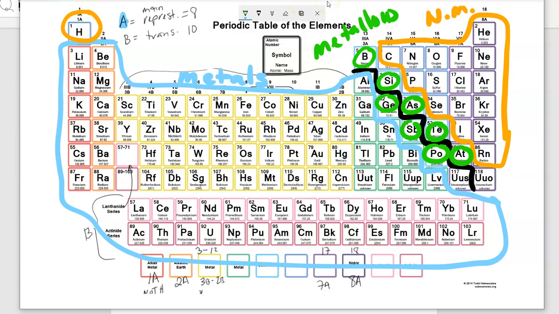So you have 3 types of elements. Let me write those down. You can either be a metal, a nonmetal, or a metalloid. And then you have various different groups that are on the periodic table. Lastly, when it comes to states of matter, let's talk about the metal side first because that's very easy.